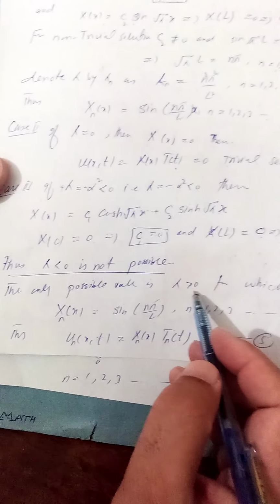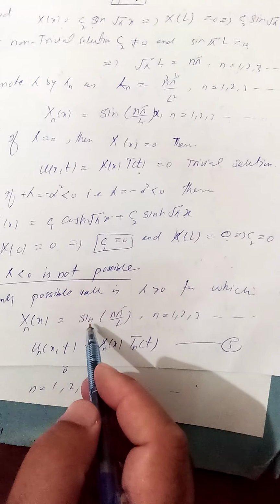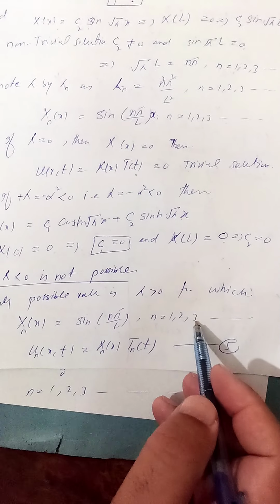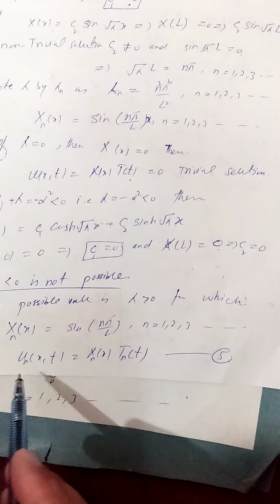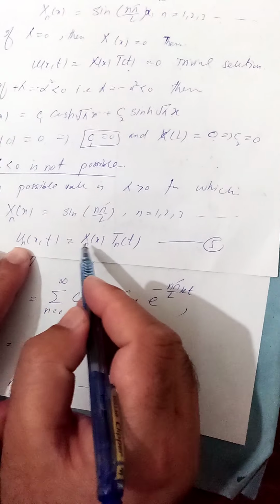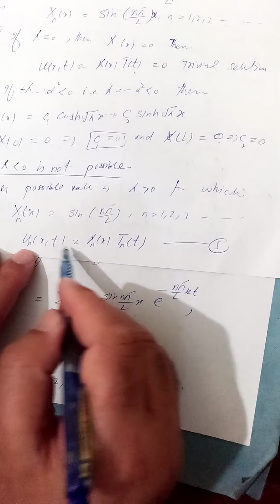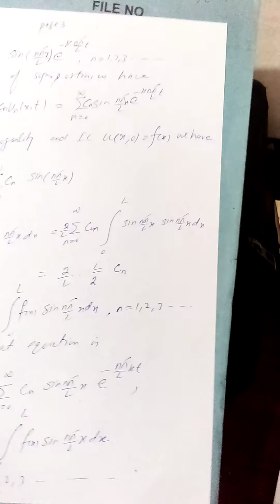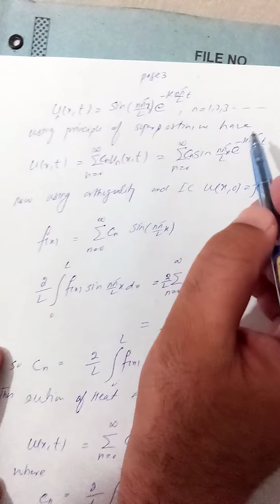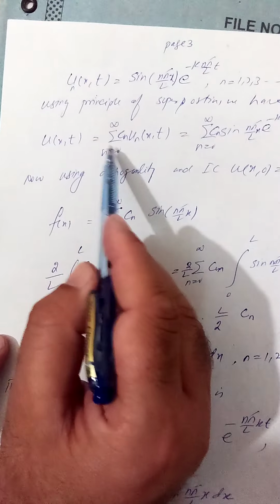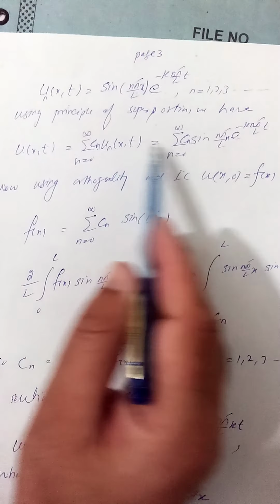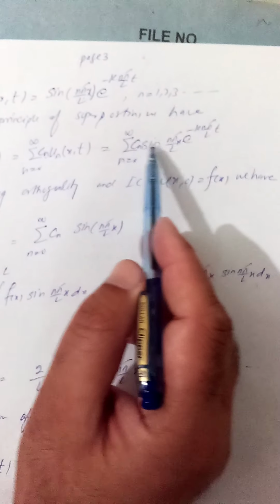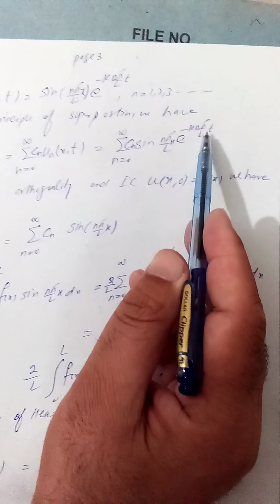So the only possibility is lambda greater than 0, for which X_n(x) is equal to sin(n pi x over L), n is equal to 1, 2, 3, and so on. Keep in mind that this is the solution for a single particle, u_n(x,t) = X_n(x)T_n(t). But by the superposition principle, the solution u1 + u2 + u3 and so on can be written in summation form as the sum over n from 1 to infinity of c_n sin(n pi x over L) e to the power of minus k (n pi over L) squared t.